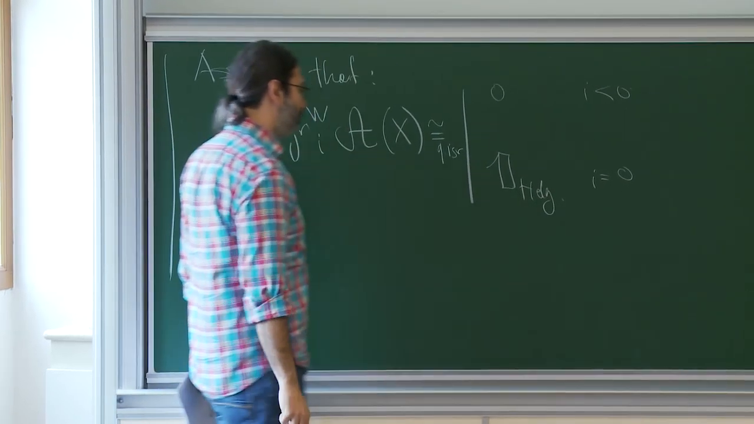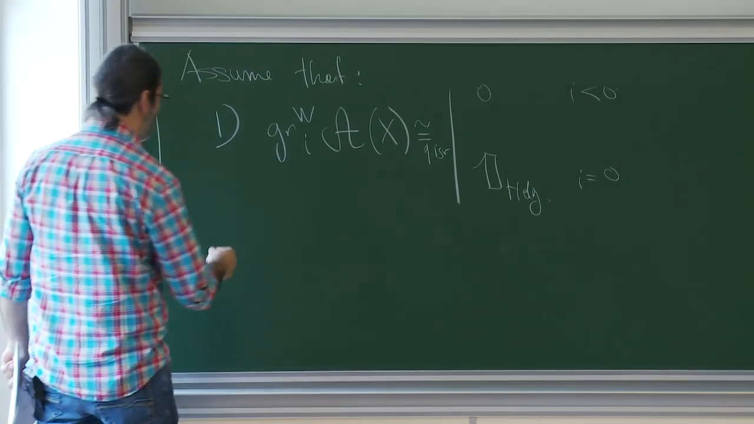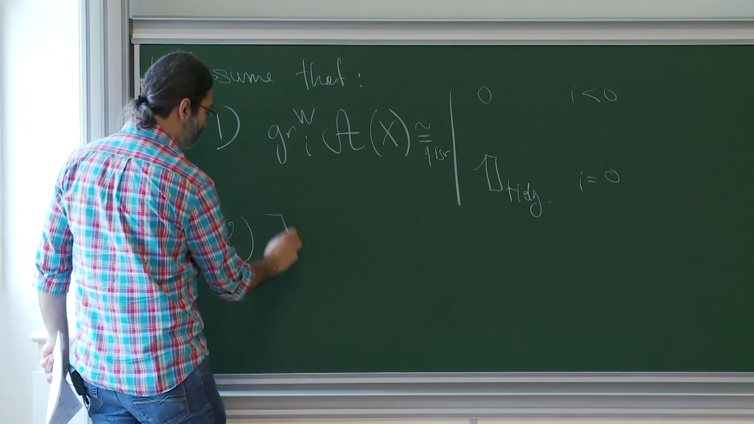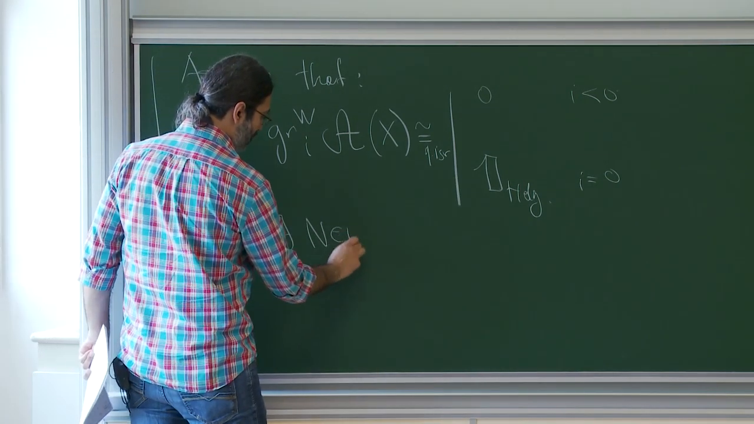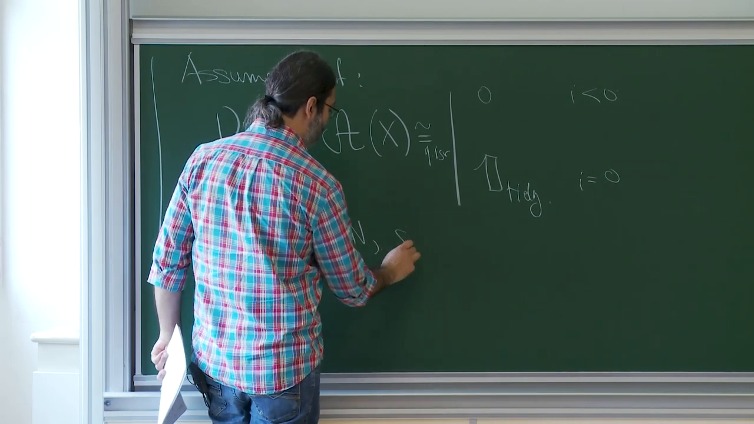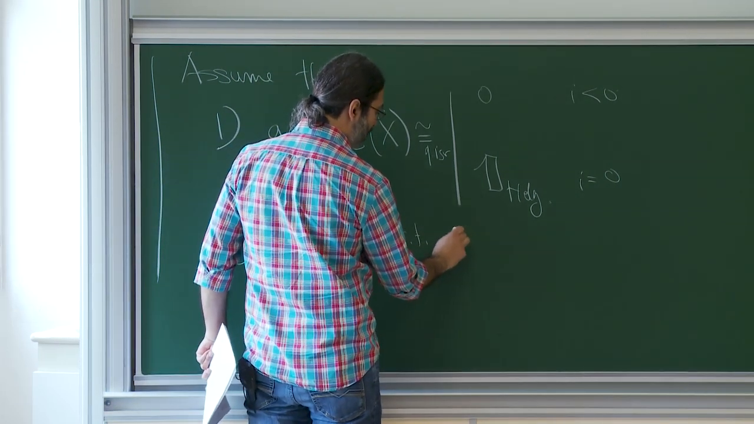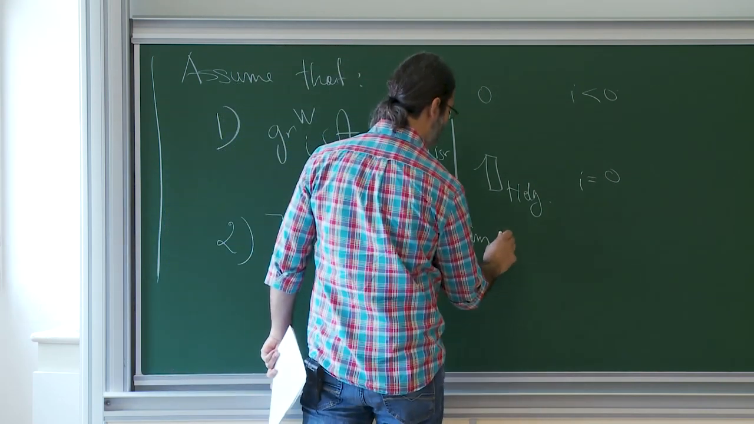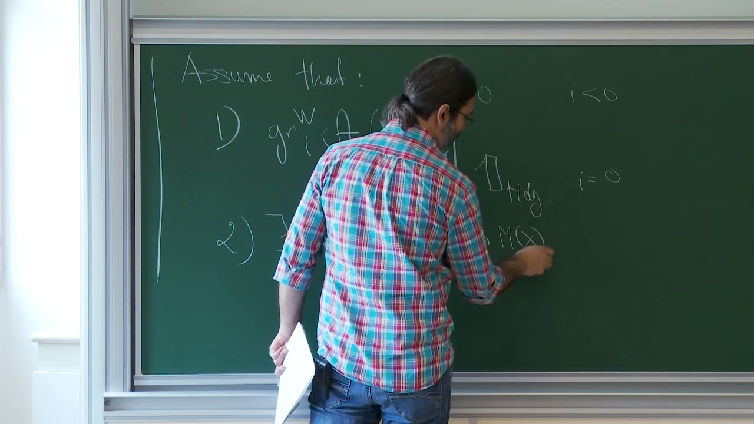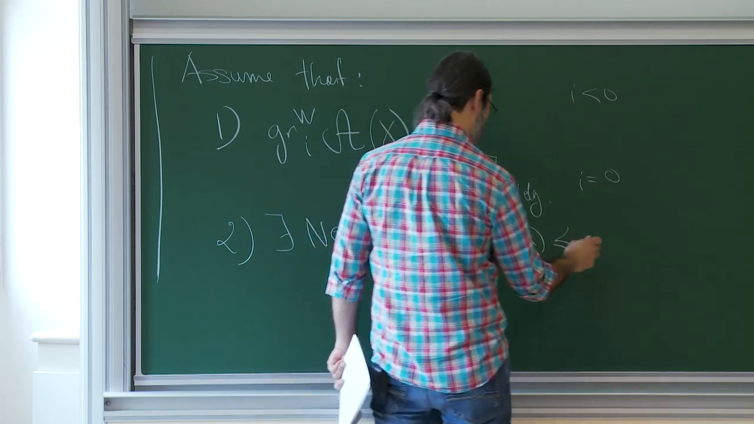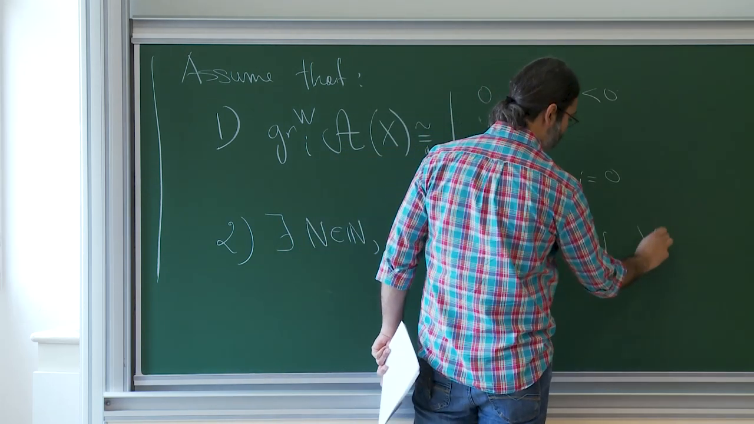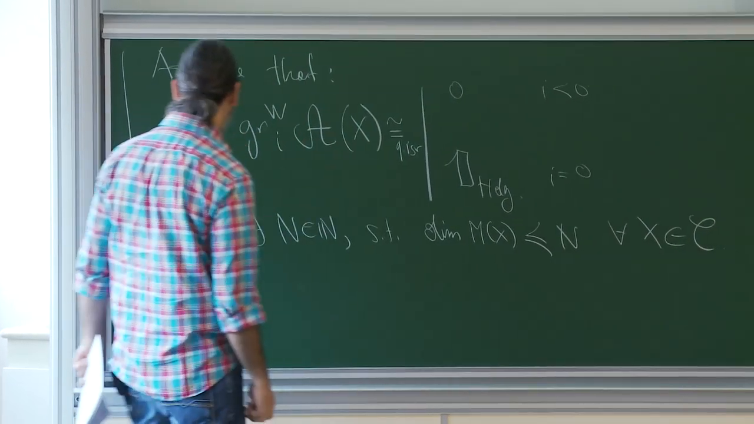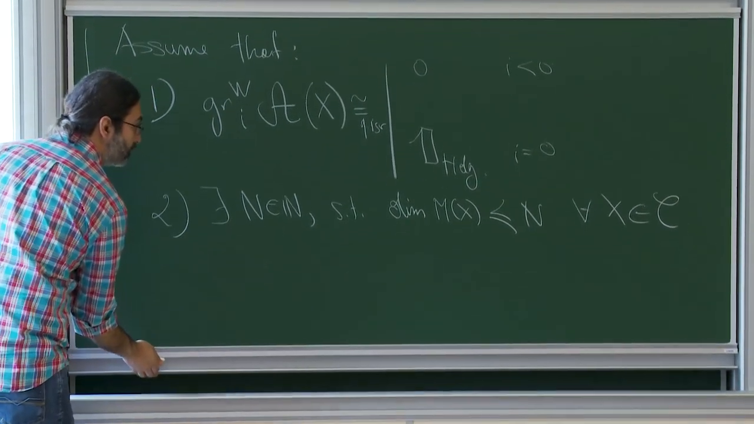So, the unit variation of Hodge structure. And second, I want that there exists an integer n such that the dimension of M of X is smaller than n for all X in C. And so these are the two conditions. Then I can say what the conclusion is.